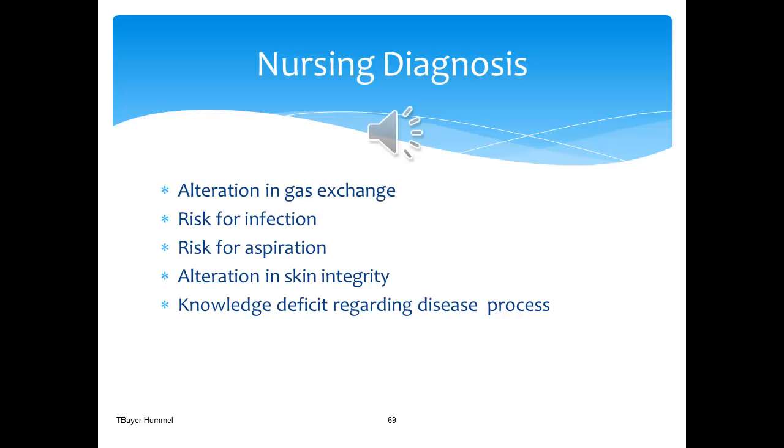Some important nursing diagnoses to consider for the mechanically ventilated patient are alteration in gas exchange, risk for infection, risk for aspiration, alteration in skin integrity, knowledge deficit regarding disease process. There are others. Think about them while you read the rest of this presentation.